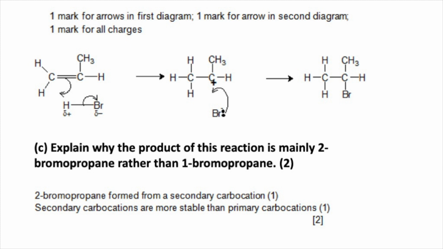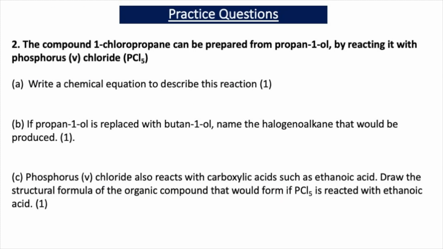And for part C, there's 2 marks available. You get 1 mark if you said that 2-bromopropane forms a secondary carbocation as an intermediate. There's 1 mark for that. And if you said that secondary carbocations are more stable than primary carbocations, there's a mark for that. So now have a go at question 2. Read through the question, pause the video, have a go at it, and then we'll go for the answers.